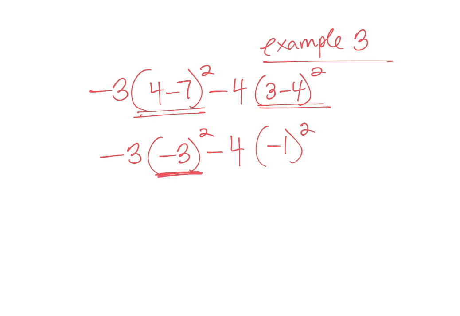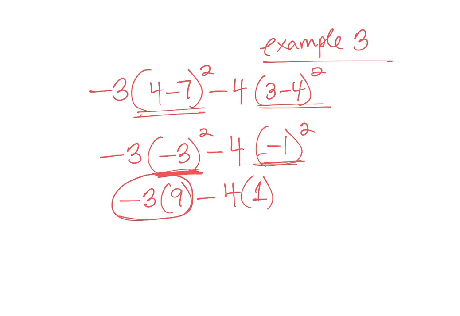This then can be taken care of right away. Negative 3 times negative 3, so that becomes a positive 9, because a negative times a negative is a positive. So that becomes negative 3 times 9, and then minus 4 times negative 1 times negative 1, you have a positive 1. So that's how you get a positive 1 there. So we need to take it one step at a time. So now these two can interact. Negative 3 times 9 is negative 27, and then negative 4 times 1 would just be negative 4. So the answer is negative 31 to this problem.